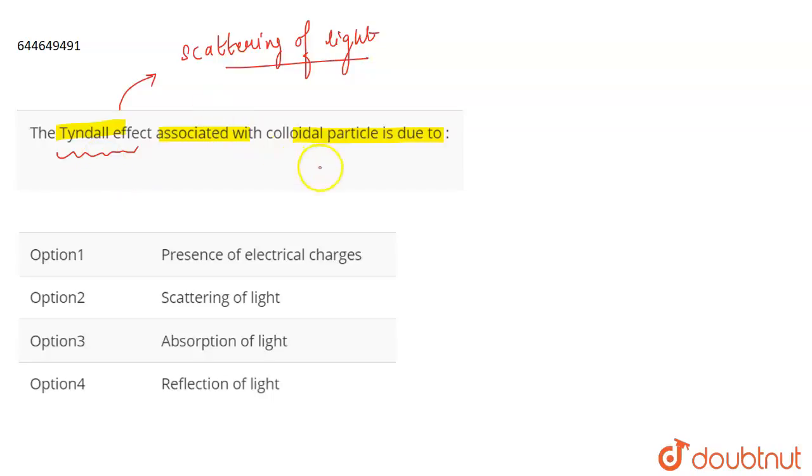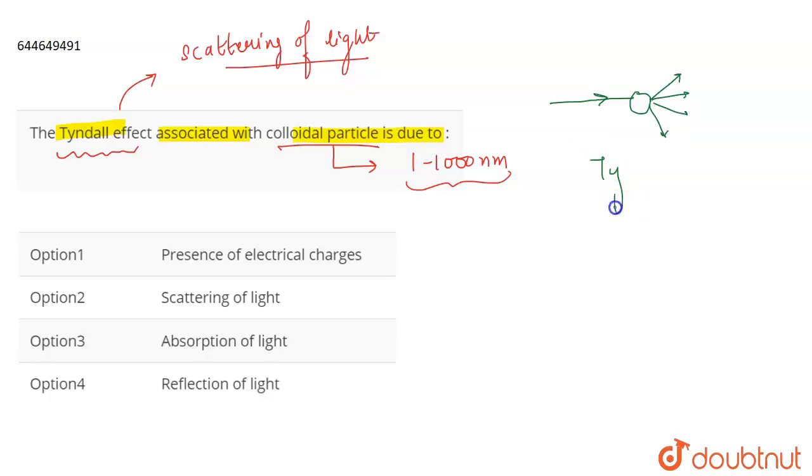right? So this happens in colloidal particles because if we talk about the particle size of a colloid, that lies between 1 nanometer to 1000 nanometer, right? So the size of the particle is big enough to scatter light, right? Whenever light comes from a light source, it scatters in all directions. And this effect of scattering of light is what we call the Tyndall effect, right?